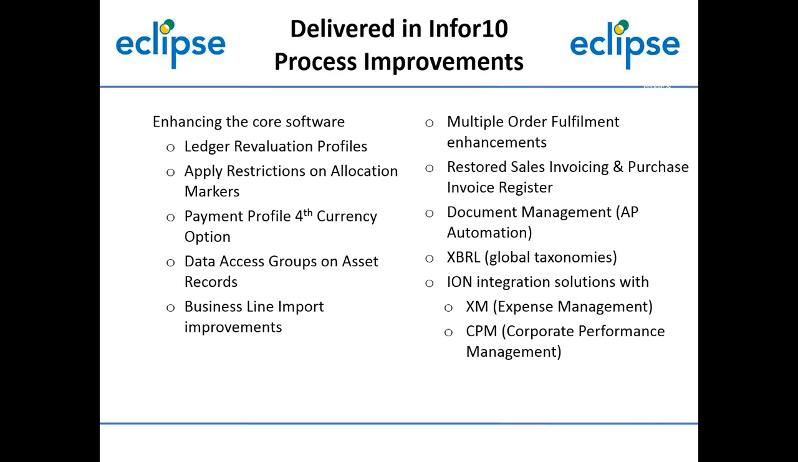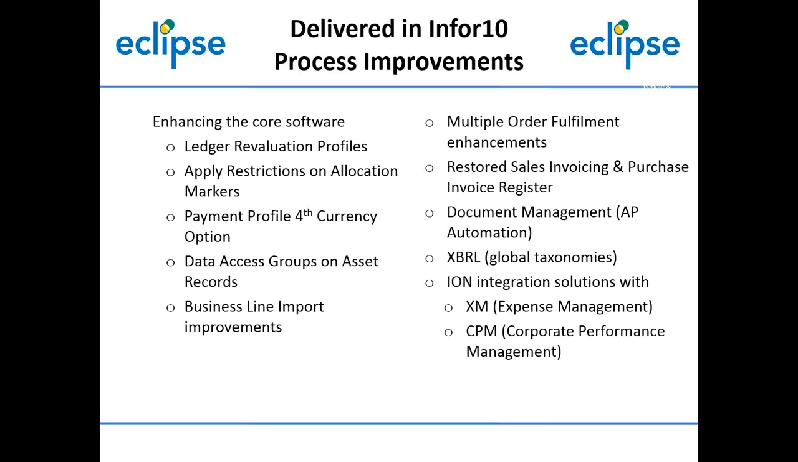And of course, Infor 10, it's not just a technology release. One of the fundamental objectives in releasing Infor 10 was obviously to enhance the core functionality of the system itself. So practical things like the ability to apply security restrictions on allocation markers. So if you don't want certain people to use things like correction markers, you can actually set up user group based security on specific allocation markers within the system.